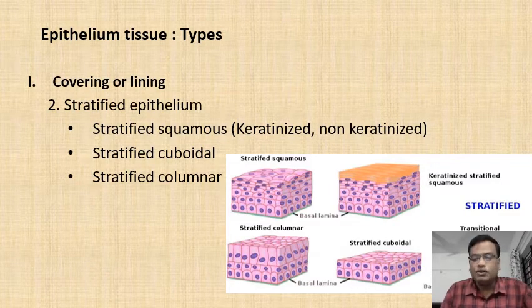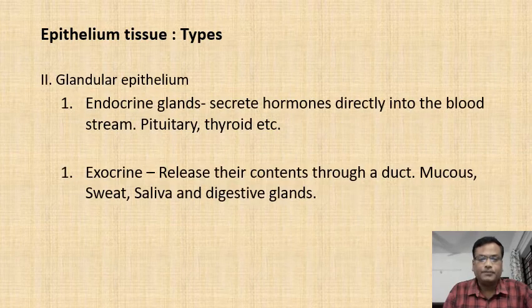And stratified cuboidal and stratified columnar epithelium cells are also found in different parts of the body. So I think it's very easy to understand, because stratified refers to the many layers and cuboidal refers to the shape of cells, and in columnar, the cells are tall and pillar-like. Okay, so these are the three types of epithelium tissues found under the stratified category.